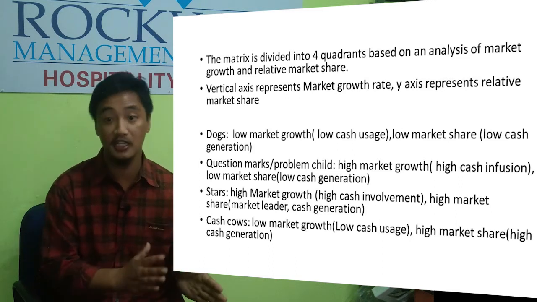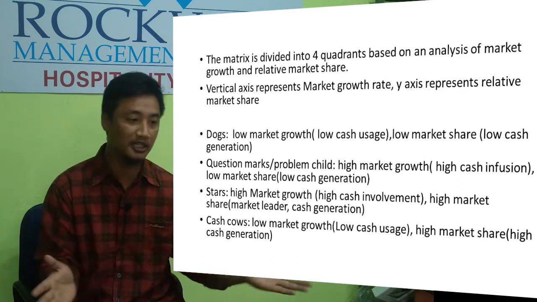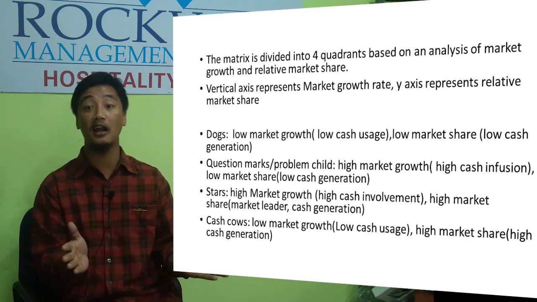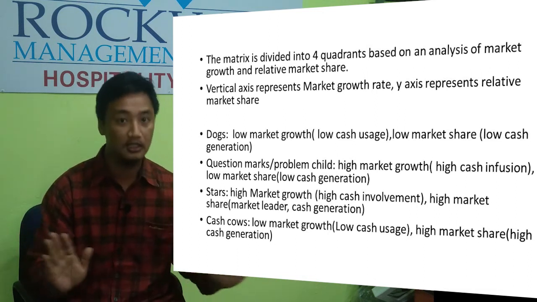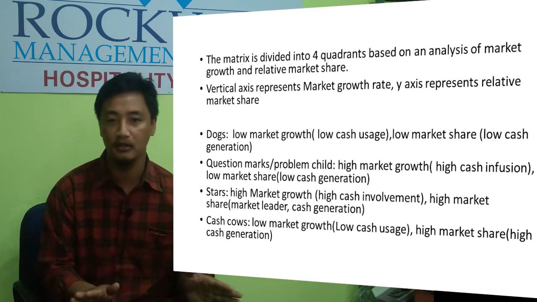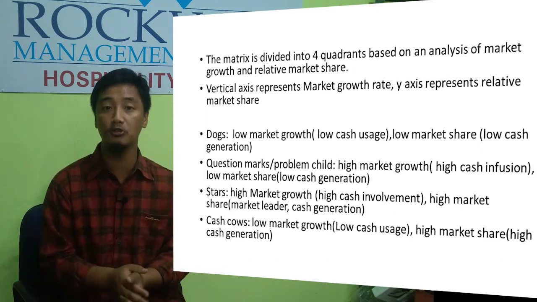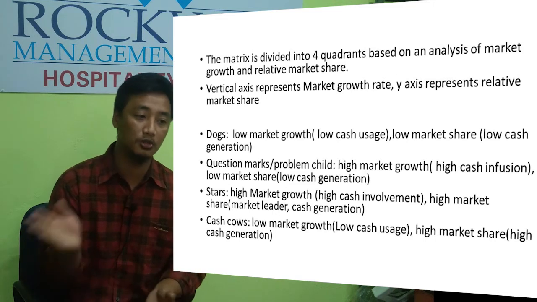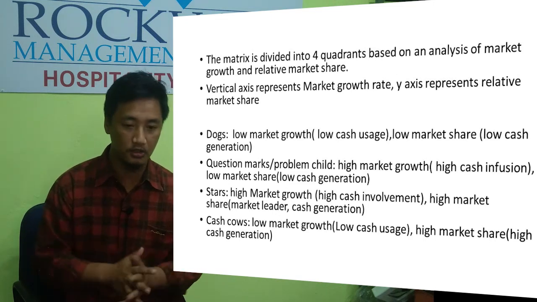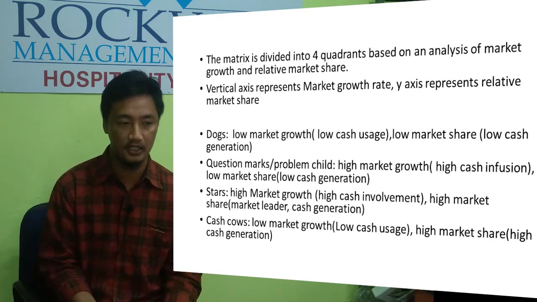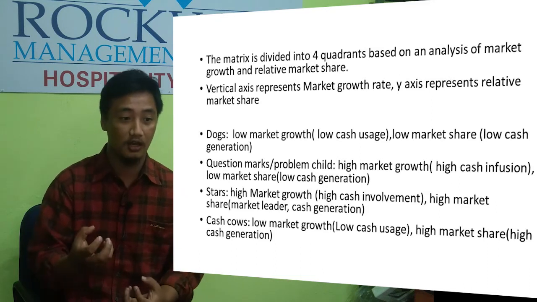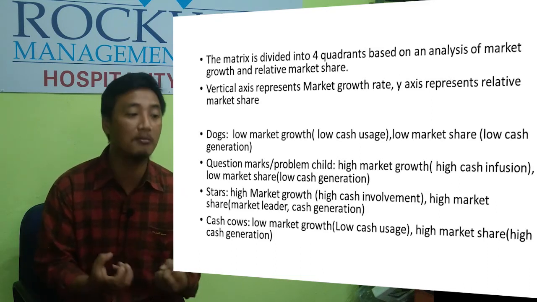The next quadrant is stars. The name itself is stars. So stars are a market which is booming. Stars are a market which is growing and which involves a lot of cash. That means the company needs to infuse a lot of cash in it because we have high market share as well.